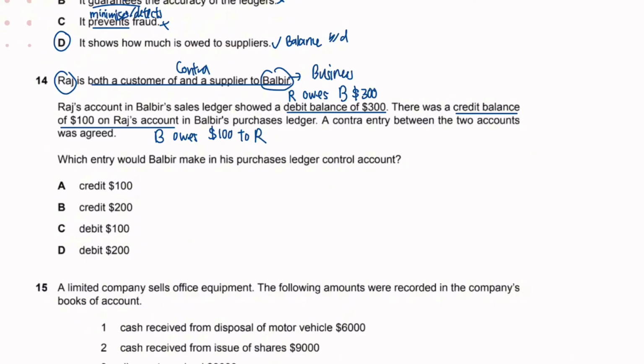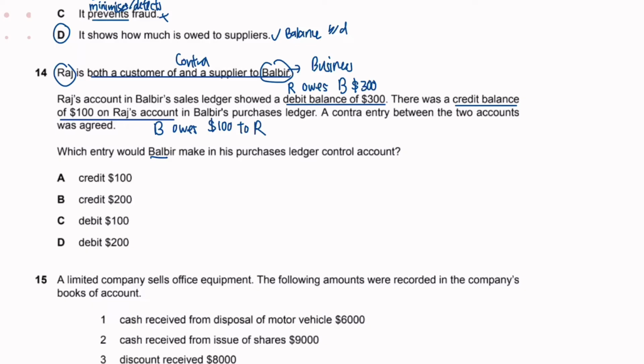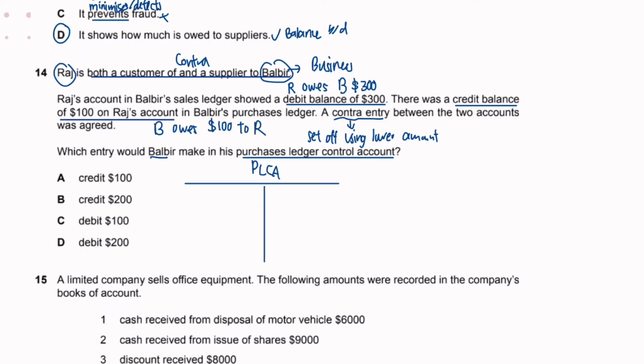Which entry would Babir make in his purchases ledger control account? So remember, whenever you see a contra entry, always set off using the lower amount. So it should be, the PLCA, set off using the lower amount, which is 100. So the contra should be on the debit side, $100. So C is the correct answer.